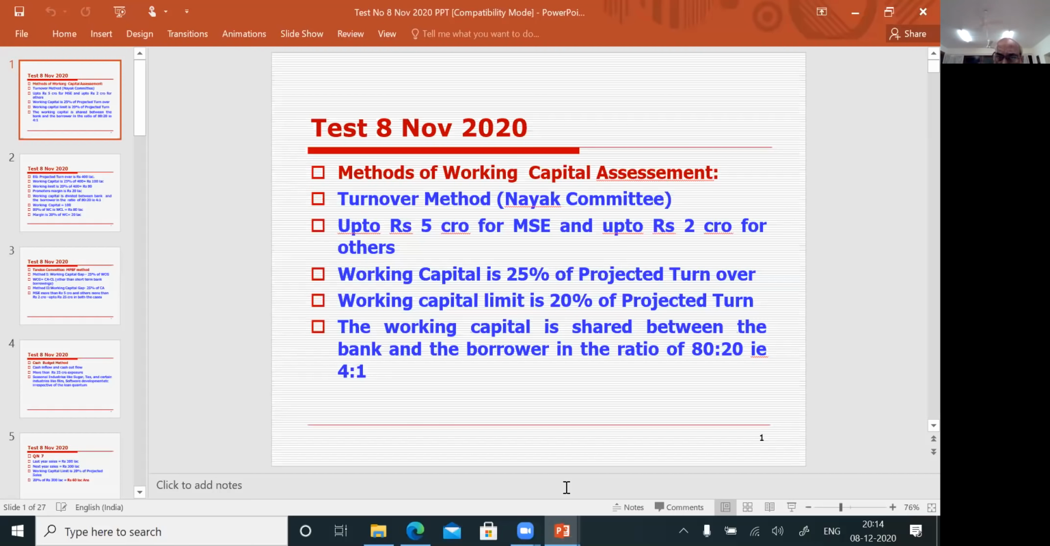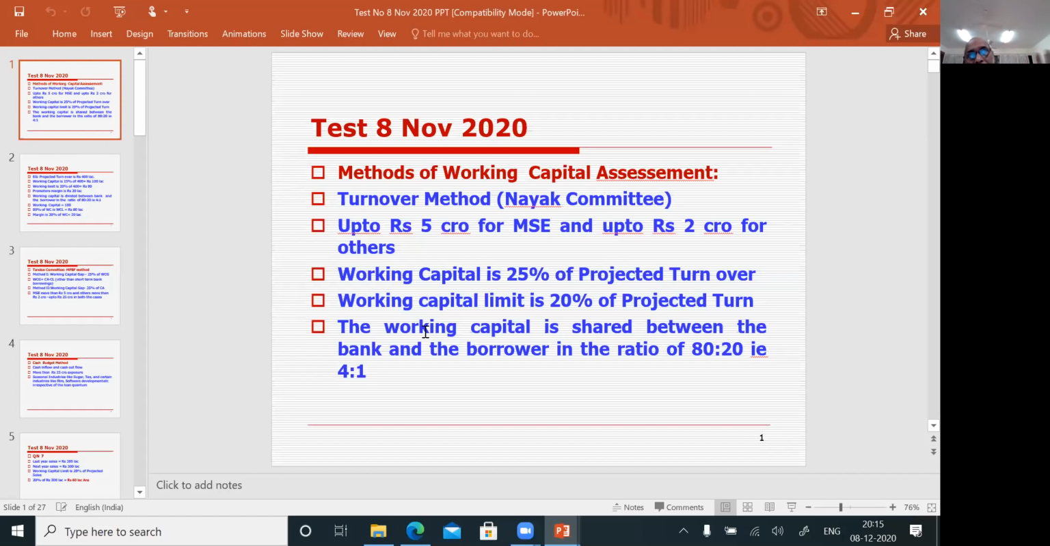Under the Nayak committee method, if the quantum of exposure required is 5 crores, and if it is an MSC unit, then you have to work out the working capital limit based on the turnover method. For other than MSC, up to 2 crores for financing, the Nayak committee turnover method is to be used. Again, I repeat. The working capital method is into 3 categories: Nayak committee method, then tandem committee method, and then cash budget method. If they ask one word in one, some questions on which method, you should also be able to understand. That's why I'm explaining to you.